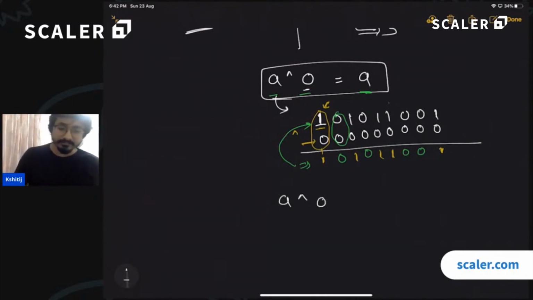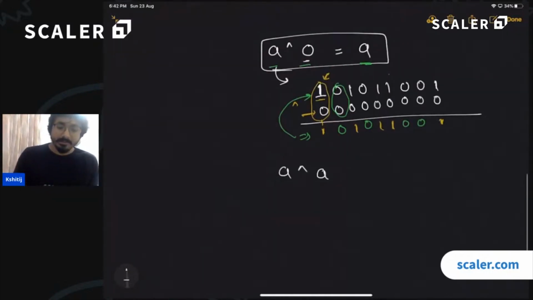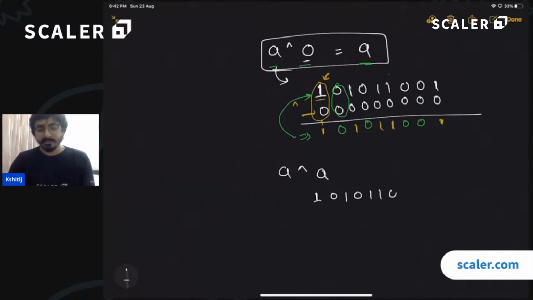Okay, now let us see one more property of XOR. If I say that there are two integers a and b, and a XOR b is equal to k, what can I say about the value of b XOR k? If a XOR b is equal to k, can I predict what is the value of b XOR k?